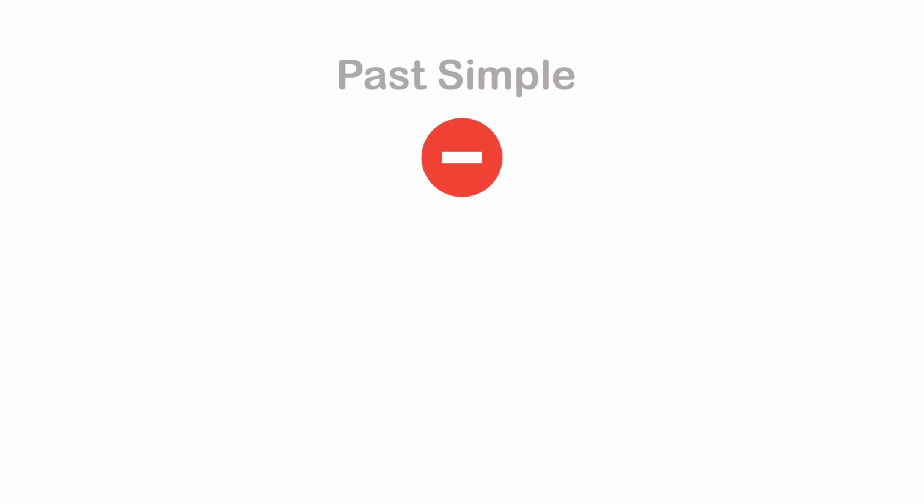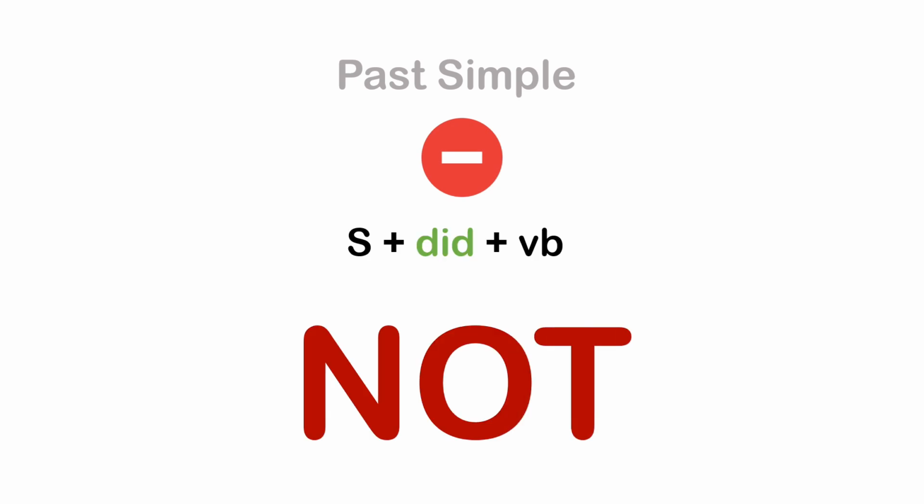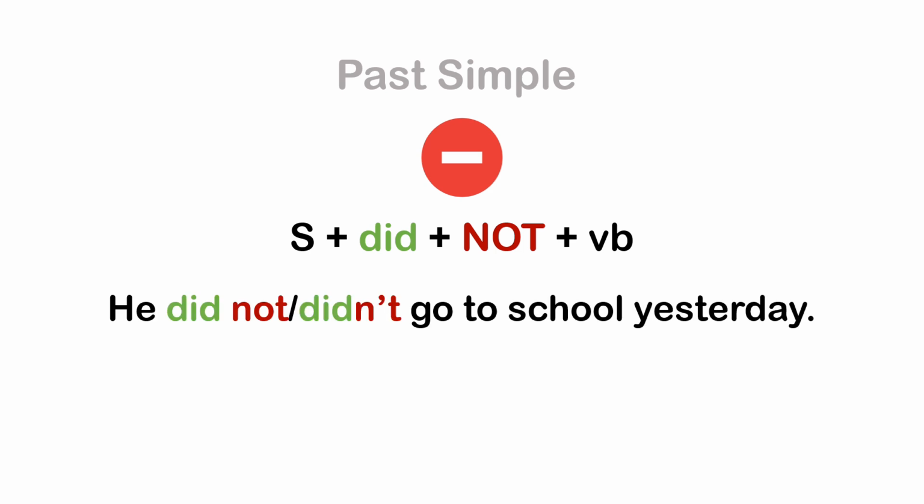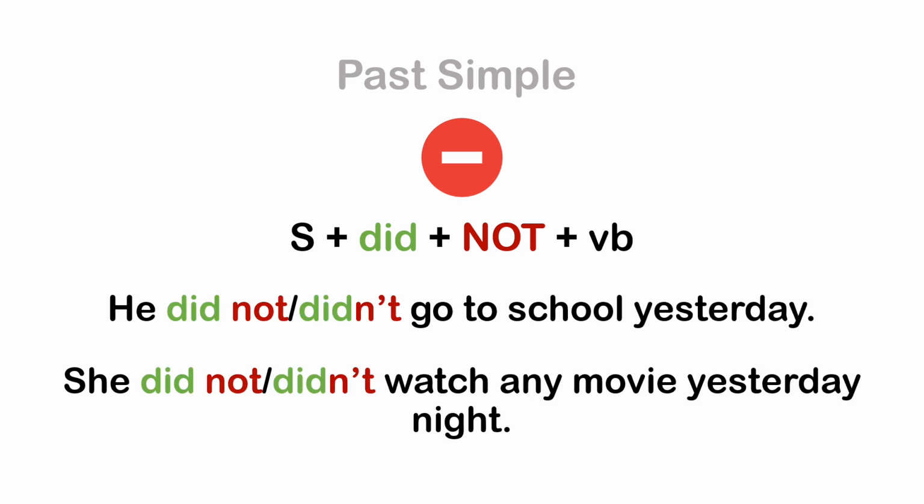For negations, we have to add not to our scheme like this. Subject plus did plus not plus verb. He did not or didn't go to school yesterday. She did not or didn't watch any movie yesterday night.